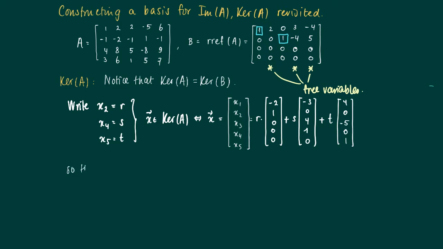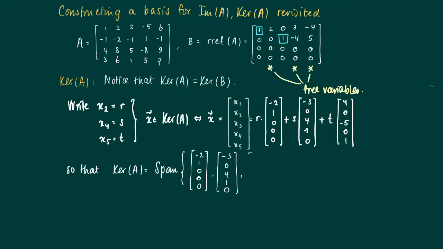So actually we see that the kernel of A equals the span of these three vectors over here, so 1, 2 and 3. We have found three vectors that span the kernel of A, which is a linear subspace of R5, and the question is now whether these three vectors constitute a basis.